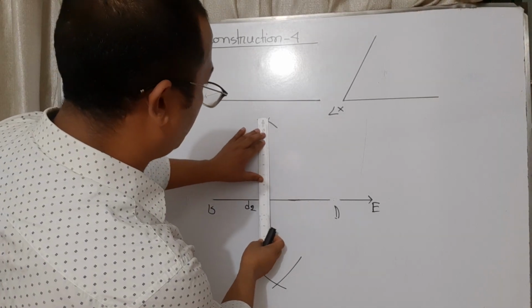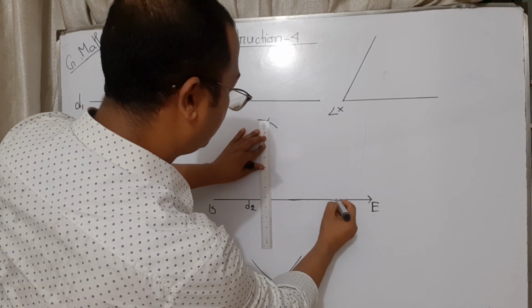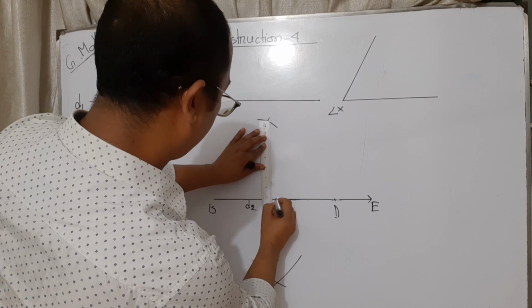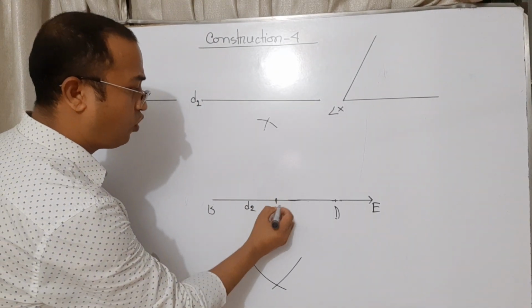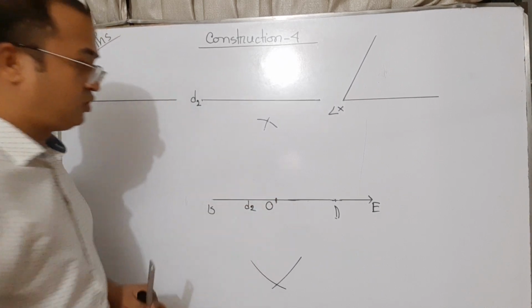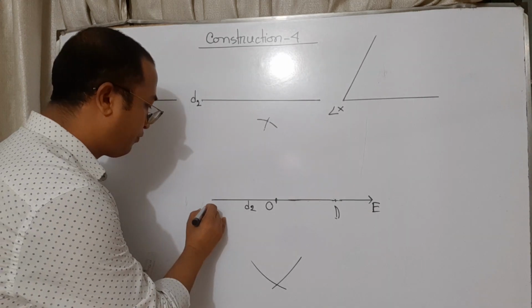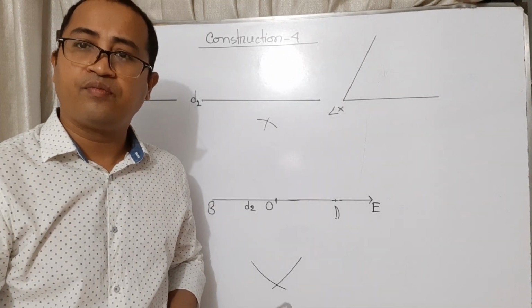If I join these two points, it will give the midpoint. Say this is O. So O is the midpoint of BD.